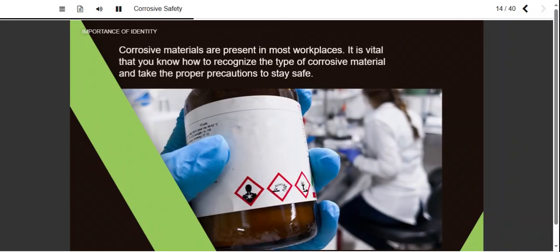Because corrosive materials are present in most workplaces, either by themselves or contained in other products, it is vital that you know how to recognize the type of corrosive material you are working with. Knowing which corrosive materials are present will help you take the proper precautions to stay safe.